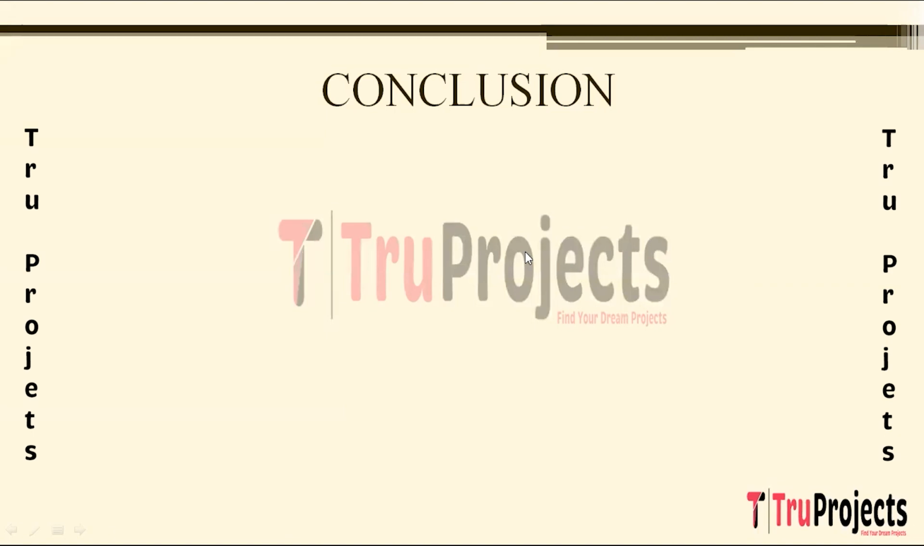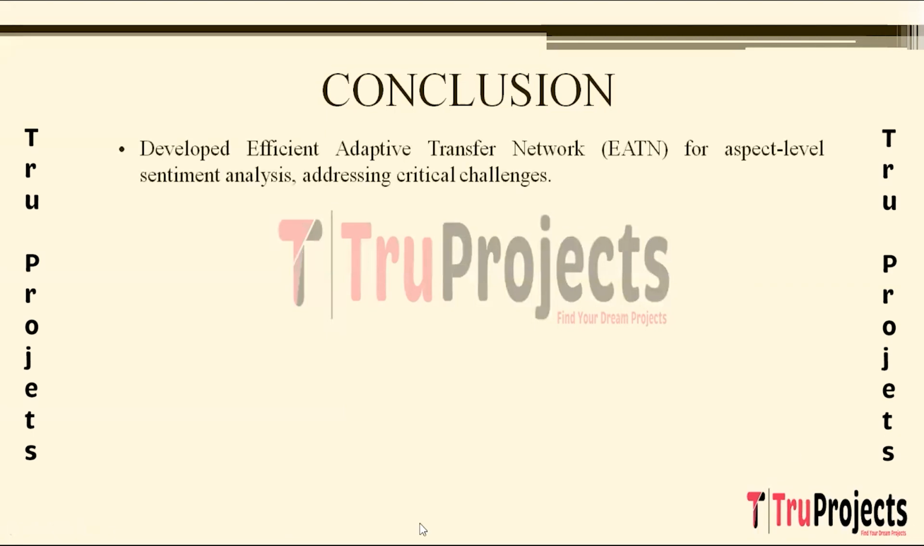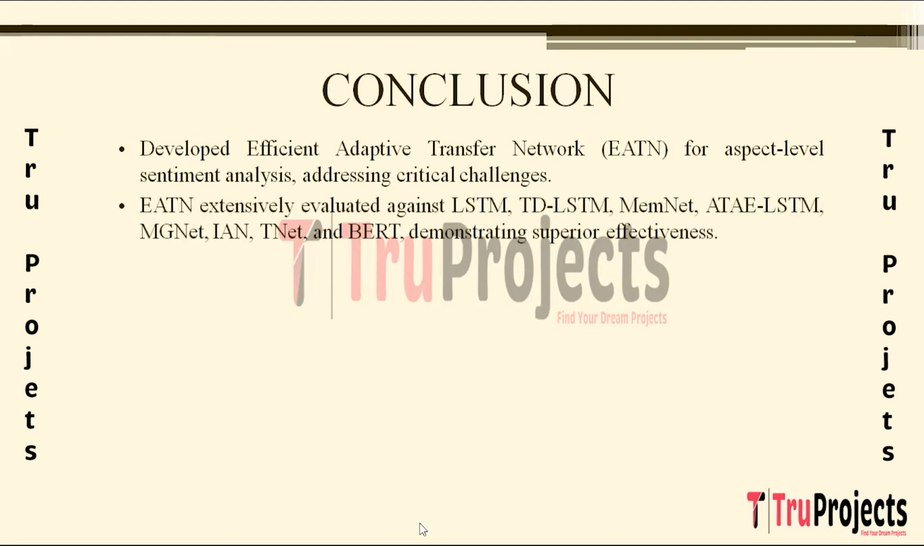So the conclusion here is the project introduces a novel approach to aspect level sentiment analysis through the development and evaluation of the efficient adaptive transfer network, that is EATN, which addresses critical challenges in sentiment classification. Through extensive experimentation and comparative analysis against established models such as LSTM, TD-LSTM, MEMNet, ATAE-LSTM, MGNet, etc., the effectiveness and performance of EATN are thoroughly evaluated.